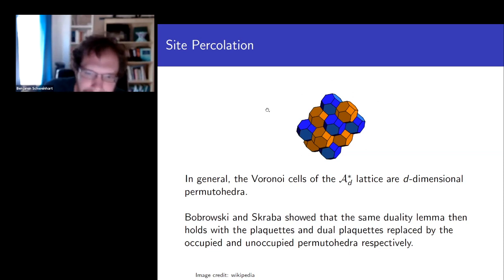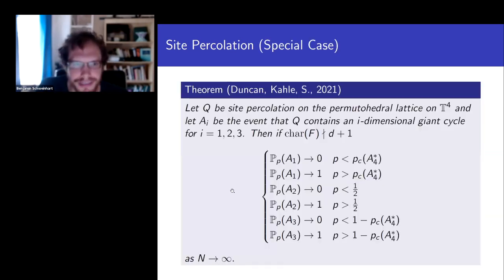Bobrowski and Skraba showed that the same duality lemma about homology holds when the plaquettes and dual plaquettes are replaced by occupied and unoccupied permutahedra. So we can take this setting now and apply our same three symmetry tools, and we can prove here's the special case of our main result. If we take site percolation on the permutahedral lattice on the 4-torus, we showed this result for the D-torus, but I like the 4-torus result for a reason I'll say in a minute.